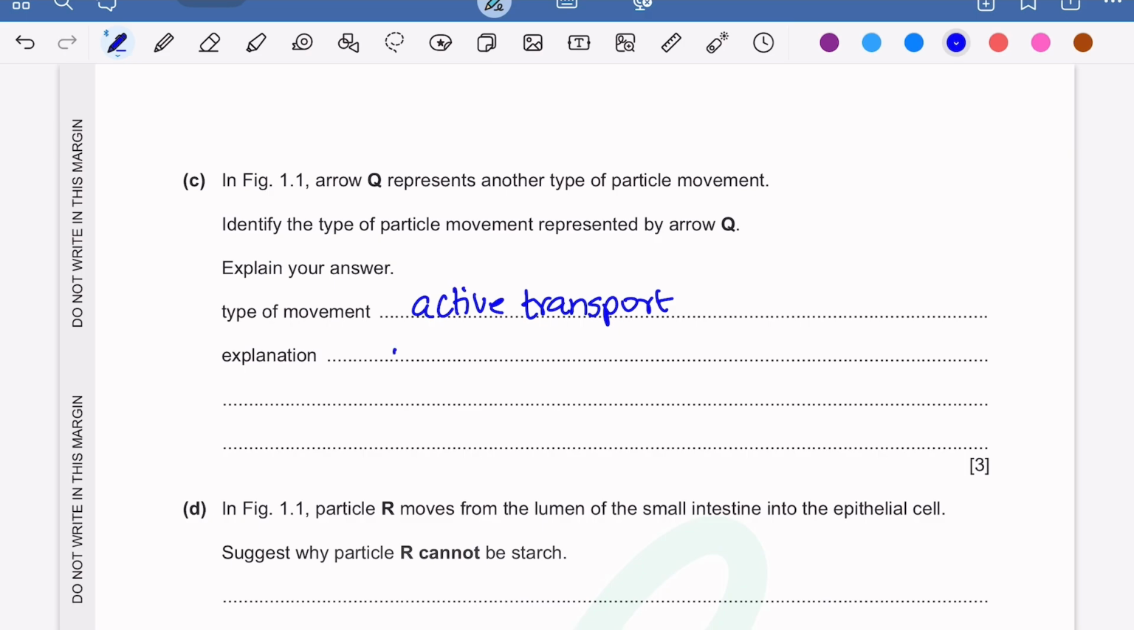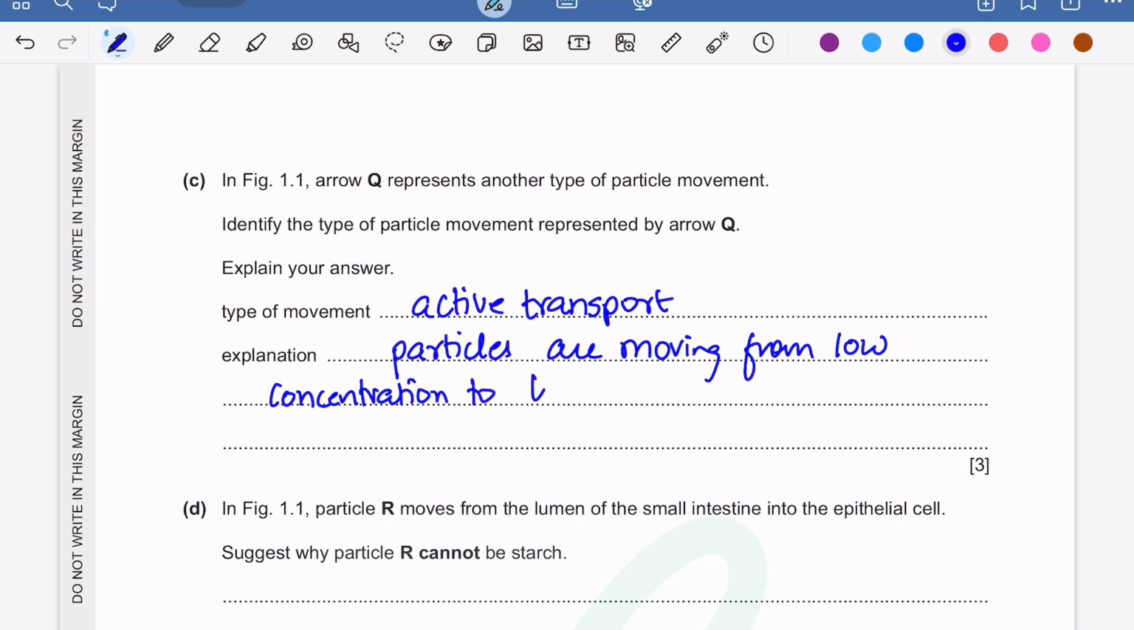And the explanation for that will be, as the particles are moving from lower concentration to higher concentration using energy from respiration.